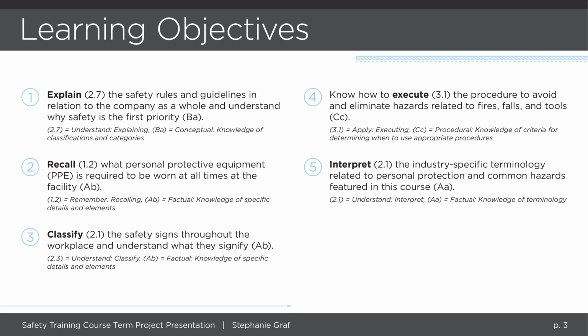My learning objectives for this course are for the learner to be able to explain the safety rules and guidelines in relation to the company as a whole and understand why safety is the first priority, recall what personal protective equipment is required to be worn at all times at the facility, classify the safety signs throughout the workplace and understand what they signify, know how to execute the procedure to avoid and eliminate hazards related to fires, falls, and tools, interpret the industry-specific terminology related to personal protection and common hazards featured in this course.